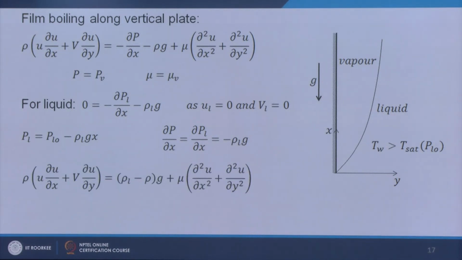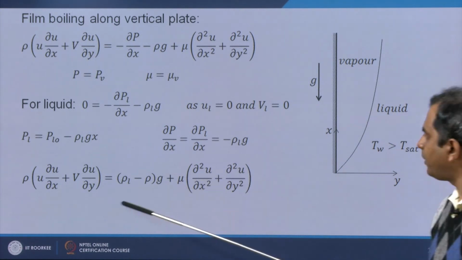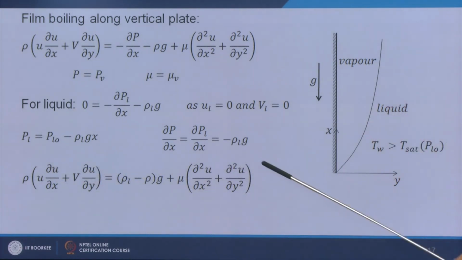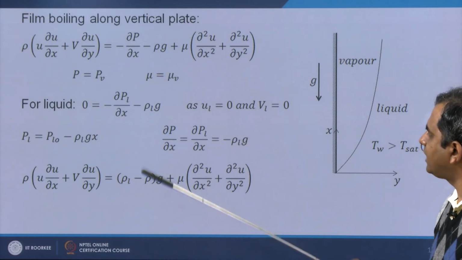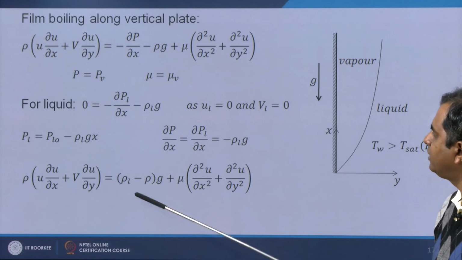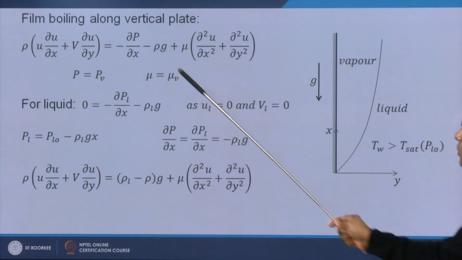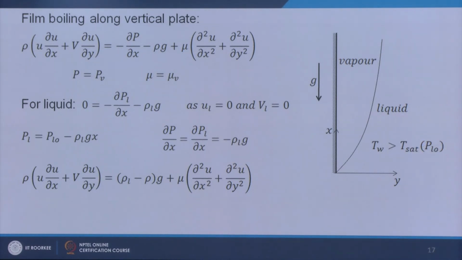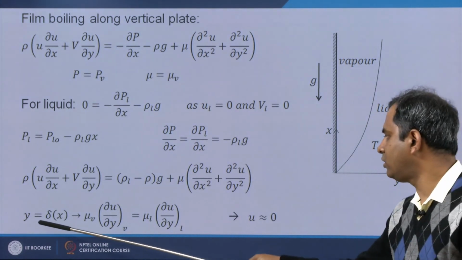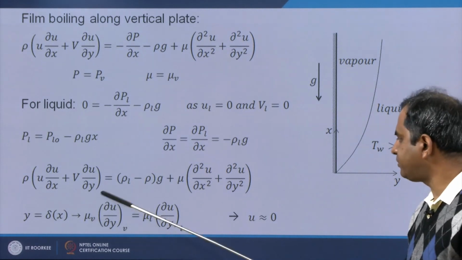And its momentum equation will be something like this, where del P del X minus rho G term we have actually converted into this one. So, del P del X we have found to be minus rho L into G. If you plug it in there, this will become rho L minus rho into G. And then at the interface, this will be the stress boundary condition.